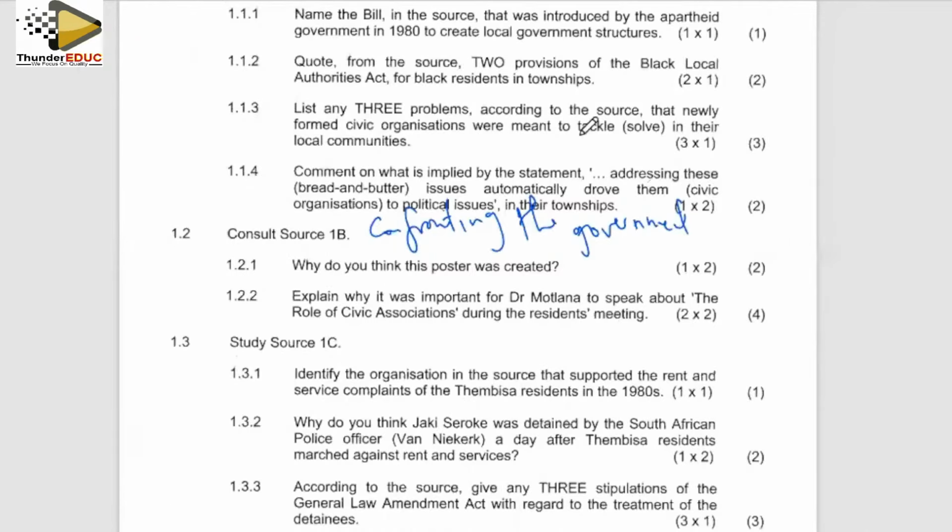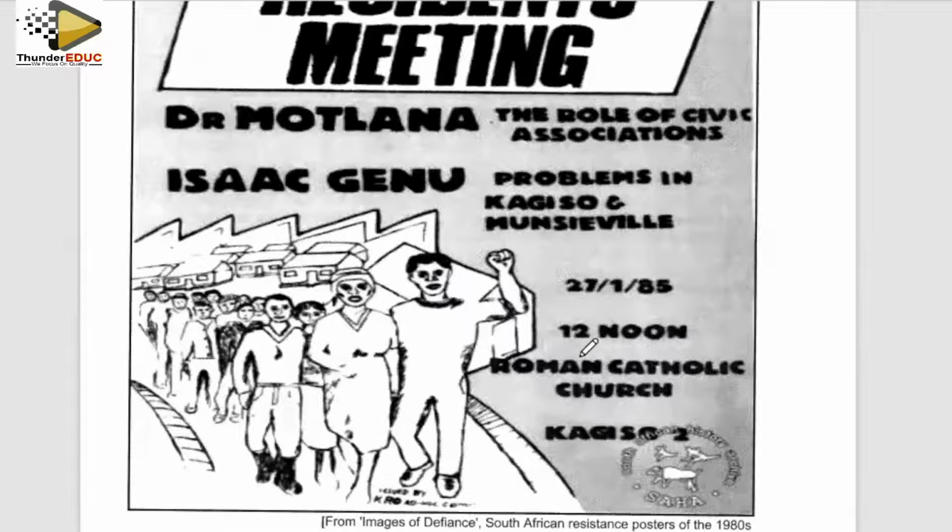Right. We move on to the next question. Explain why it is important for Dr. Motlana to speak about the role of civic associations during the residents' meeting. Right. We are looking at this poster here. It has the title, this particular character, Dr. Motlana, and also Isaac Chenu. These are the co-participants in the upcoming meeting. They are most likely to be the people to address the meeting, to tell the people the motive of the meeting, the agenda of the meeting, and why they want people's problems addressed.